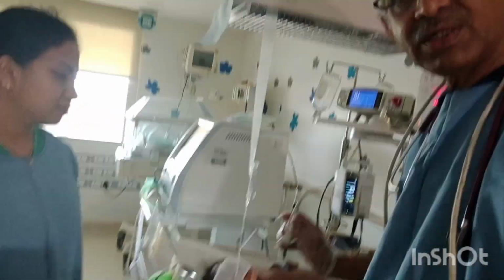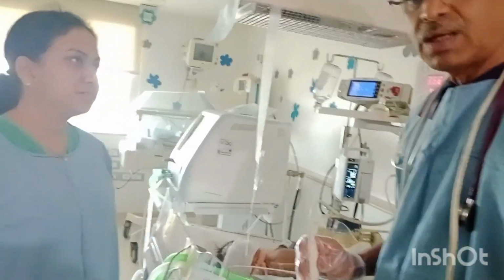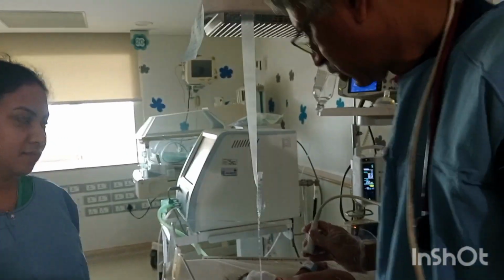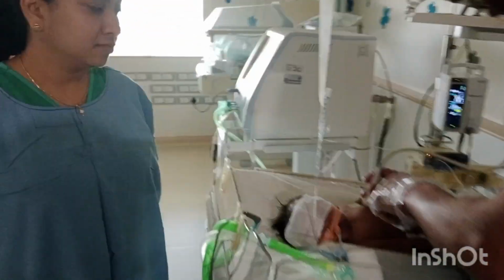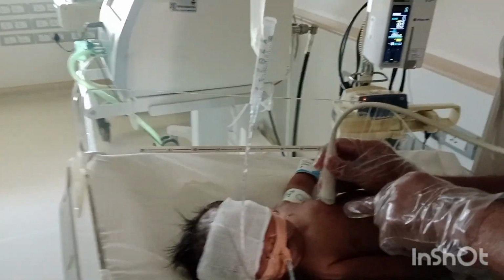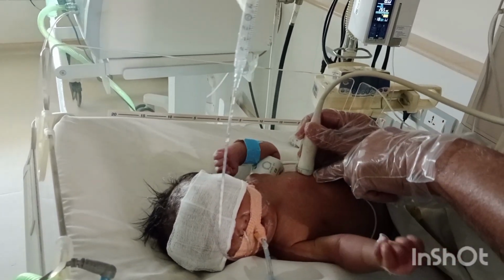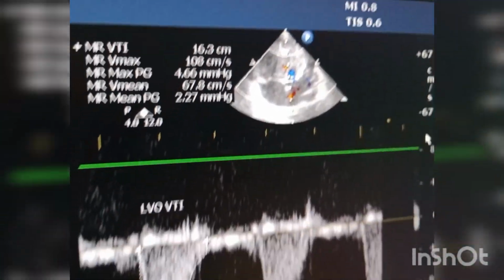Now, how to measure the left ventricular output, especially to look for the QP/QS ratio? Let us start with looking at the left ventricular output. This is again the five chamber view. You can see what I did. I kept the probe here, at the apical area. I tilt a bit and opened the five chamber view, and then I got the VTI.